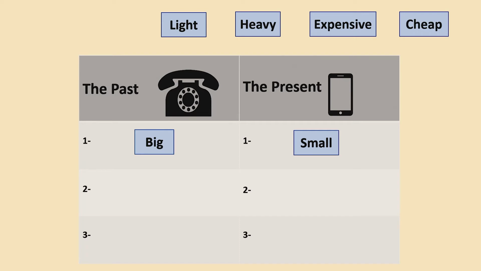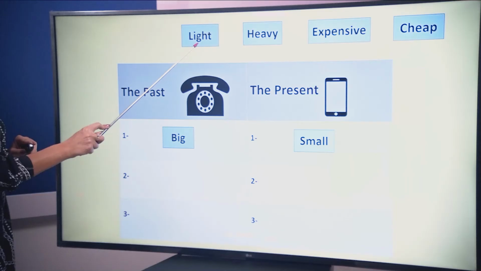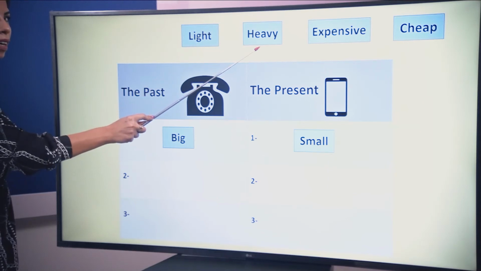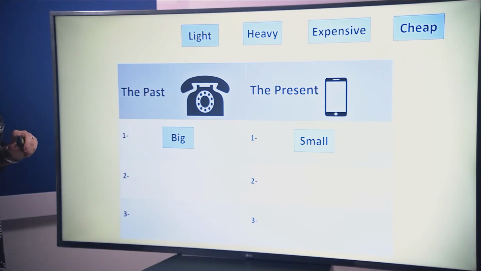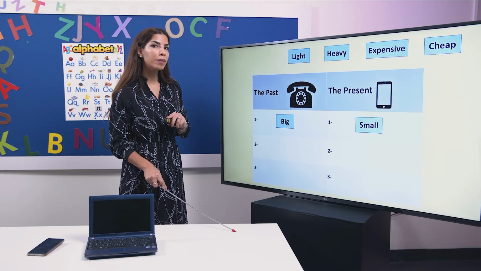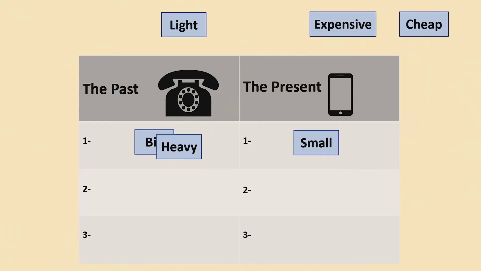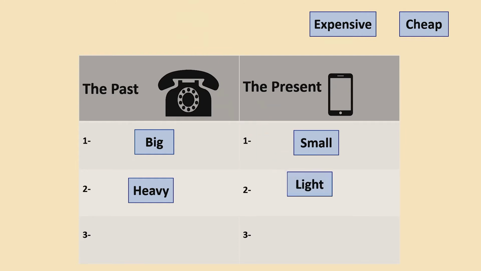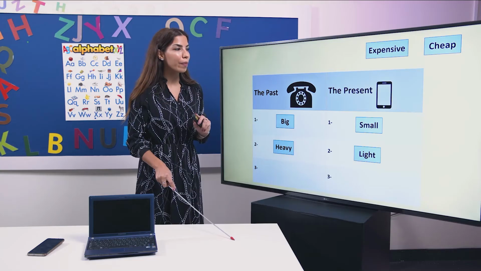In the past, were the phones light or heavy? What do you think? Was the phone light or heavy in the past? Yes, very good. In the past, the phone was heavy. In the present, the phone is light and easy to carry.